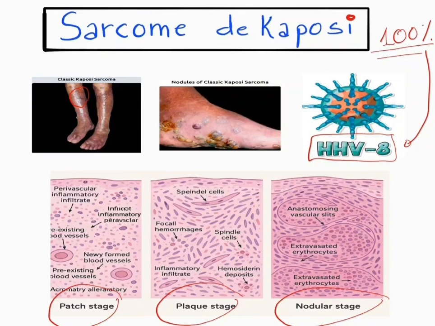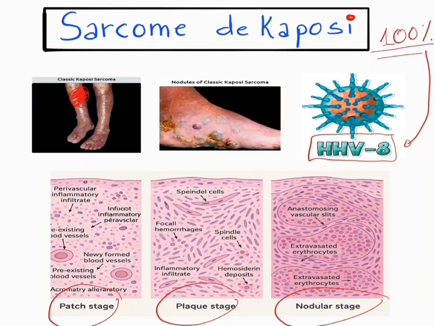They are malformed, which allows red blood cells to leak out, and so we have an extravasation of red blood cells. It's not like a well-formed vessel. When we perform our diascopy on a normal vessel, the blood will evacuate from both sides. In our Kaposi sarcoma, we will not have this evacuation of blood because the blood is already extravasated.